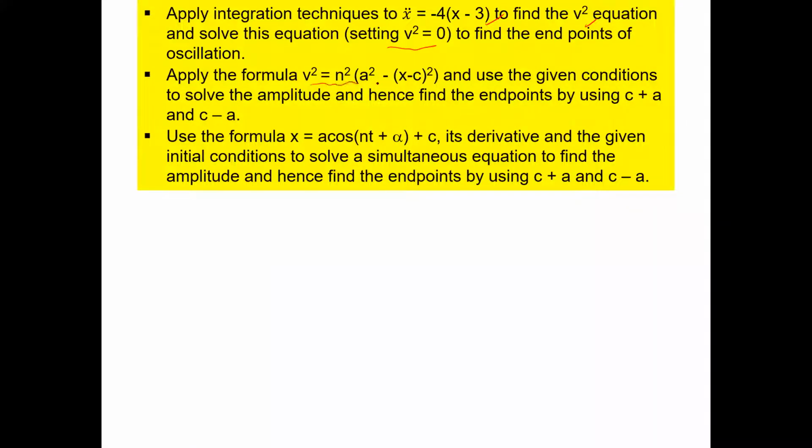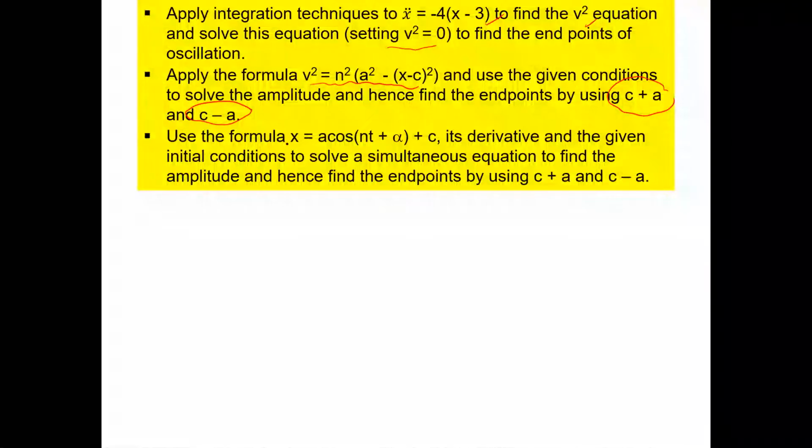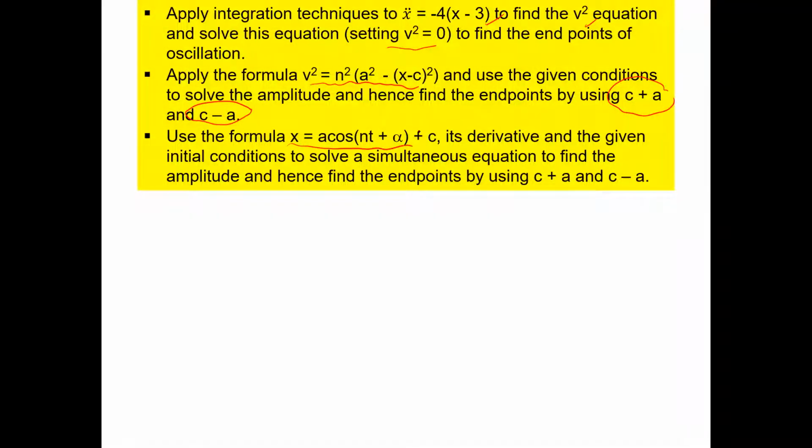Another approach is to apply the formula v squared equals n squared times (a squared minus (x minus c) all squared) and use the given condition to solve for the amplitude, hence find the endpoints, c plus a and c minus a. The other option is to use the formula x equals a cos(nt plus alpha) plus c, then find the derivatives and, given the initial conditions, solve simultaneous equations to find the amplitude, hence find the endpoints.